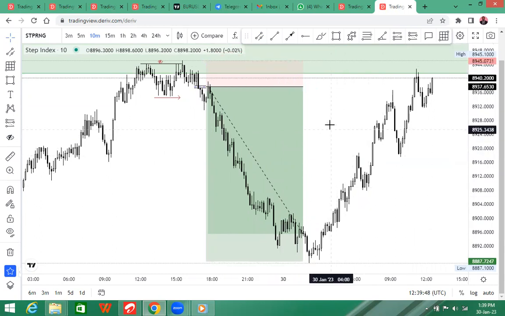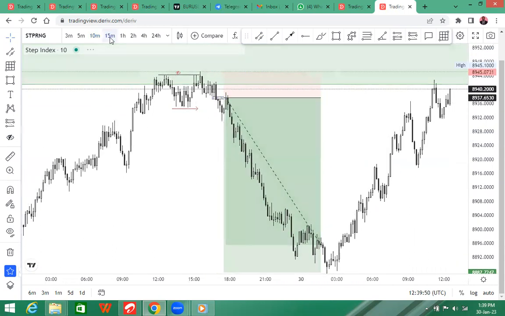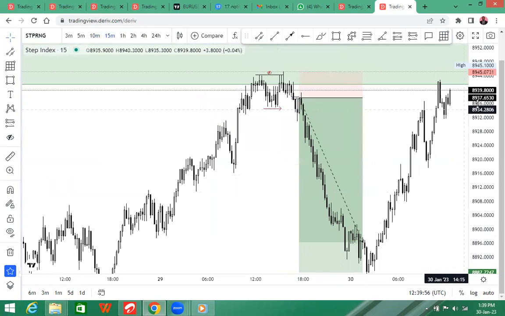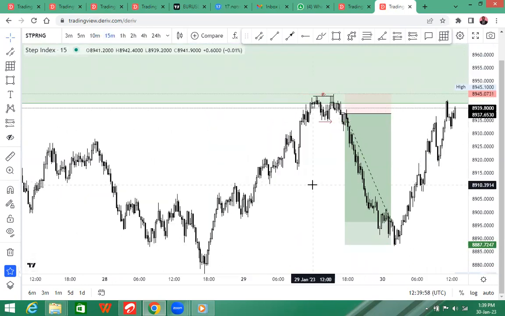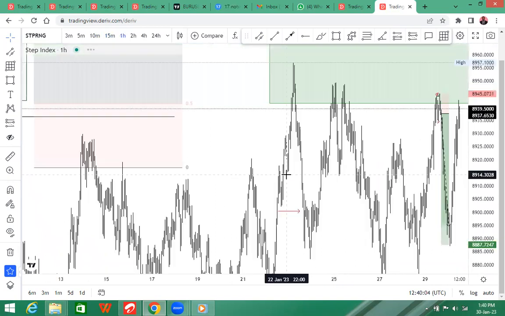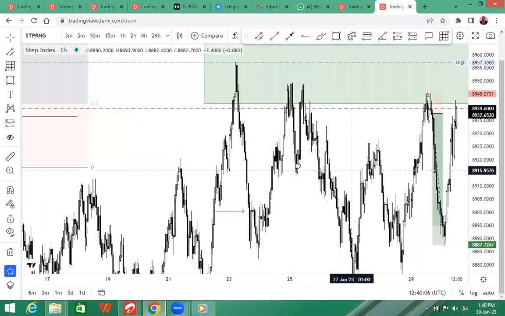Now price is coming up. Let me go to 15 minutes. Let me tell you what I'm expecting on 15 minutes now. Those that are on this trade, they are taking profit already. They are watching out for the next move. Yeah, I think let me go to 1 hour. There's still something I'm looking at on the 1 hour.